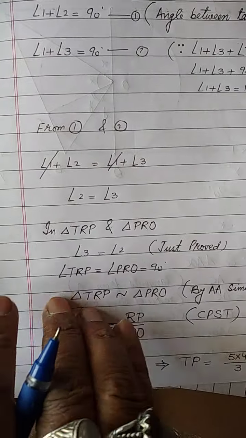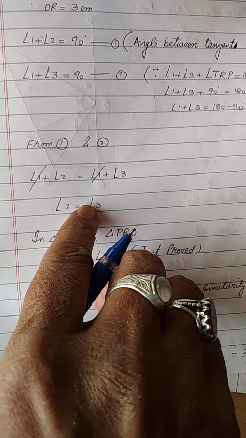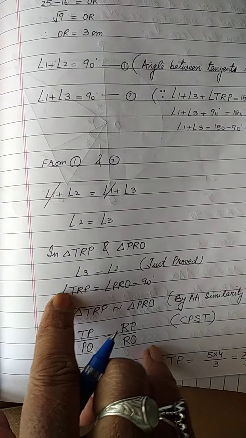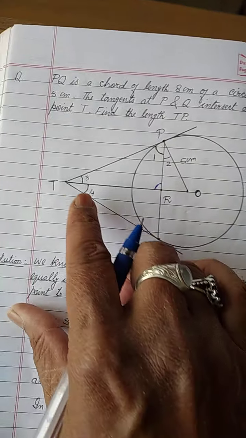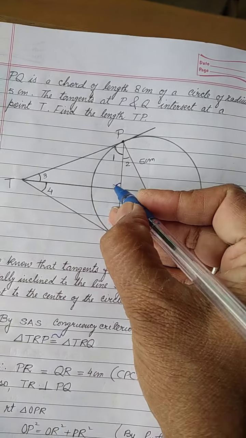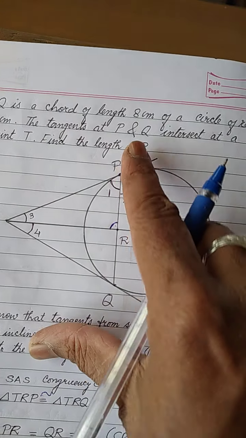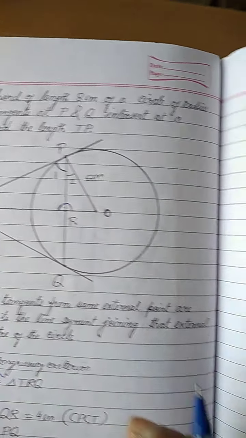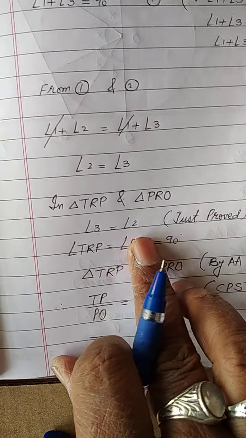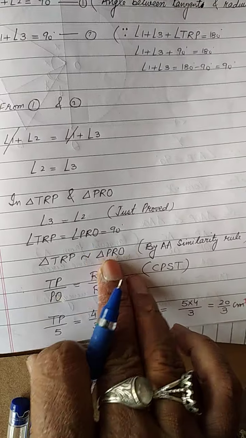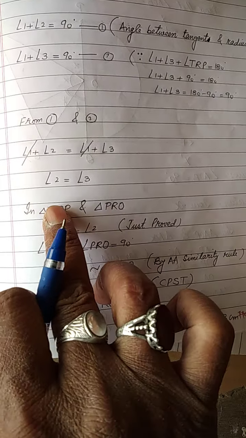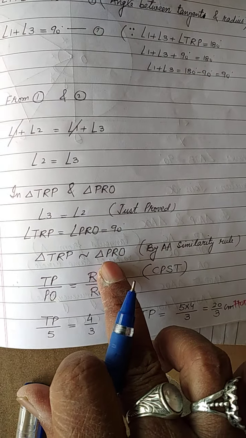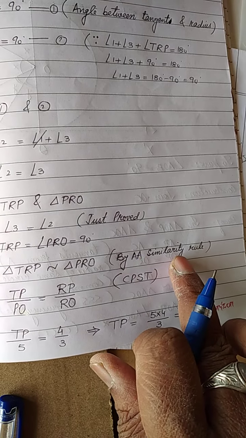In these two triangles, angle 3 is equal to angle 2, we have just proved. And angle TRP, where is angle TRP? TRP is this angle which is 90 degrees, we have proved there. And angle PRO is also 90 degrees because they are a linear pair. So when in two triangles, two corresponding angles are equal, then they will be similar. That's why triangle TRP will be similar to triangle PRO by angle similarity rule.